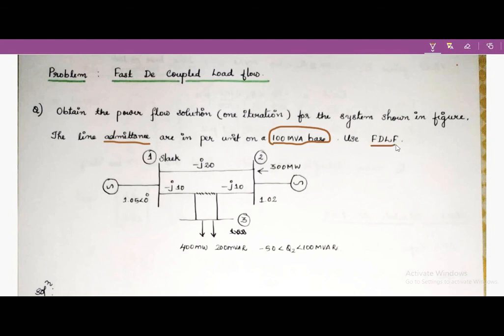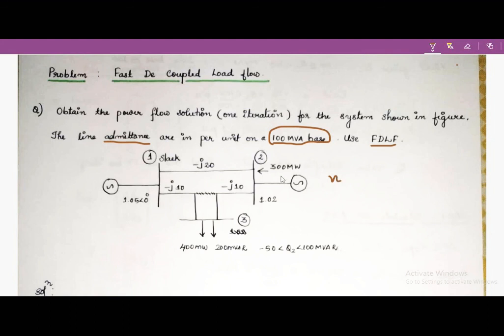Use FDLF. FDLF means fast decoupled load flow, and the figure is also given. Okay, now let's start with analyzing this question. How many buses are specified in this question? This is one bus, this is the second bus, the third bus. The total buses included in this particular system is 3. So your total number of buses n is equal to 3.